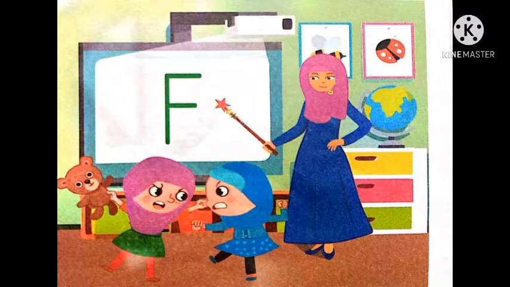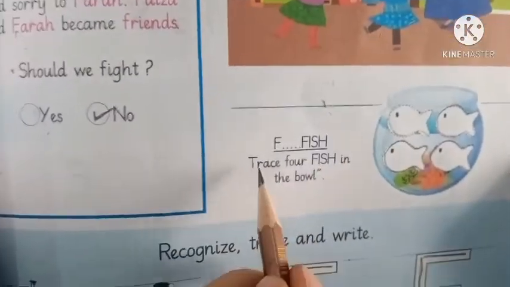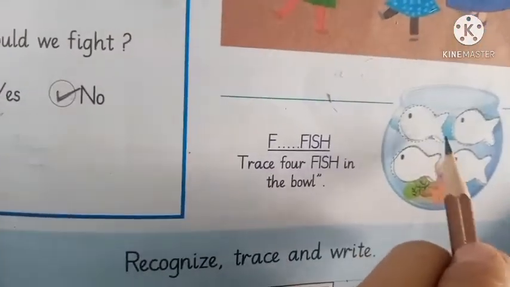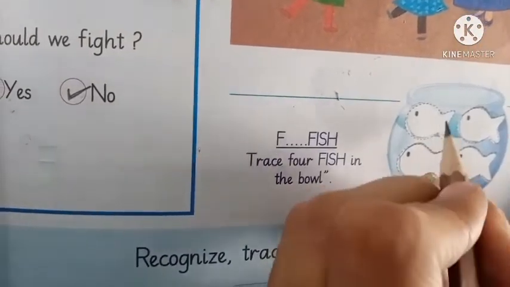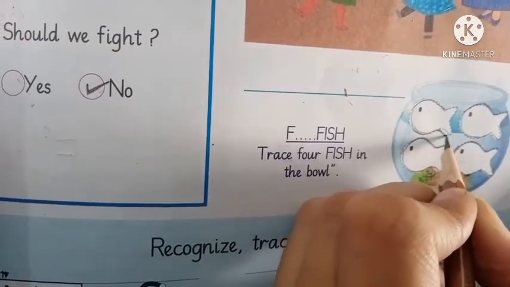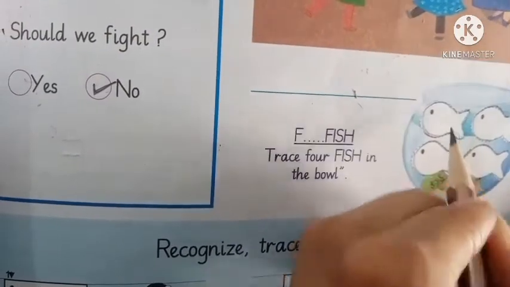No. Dear students, here we have to trace 4 fish in the bowl. F for fish. So you have to trace these fish. Okay, you have to trace on dots like this. Is it clear to you?